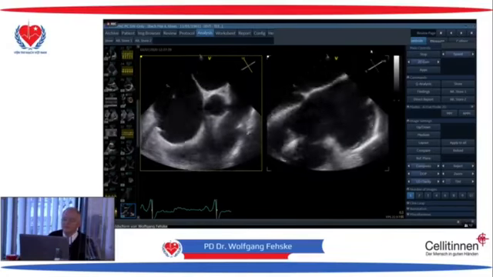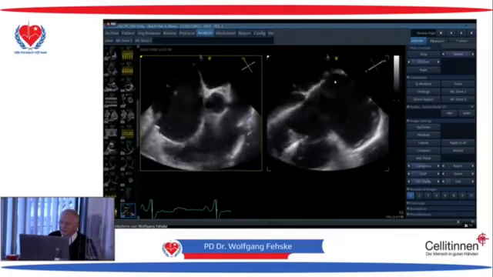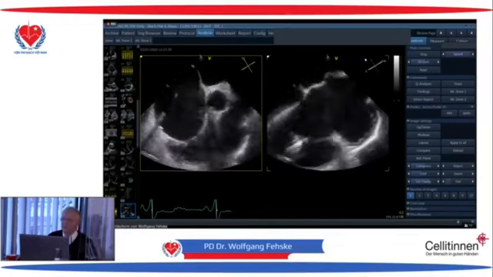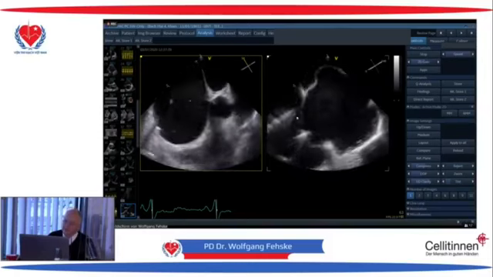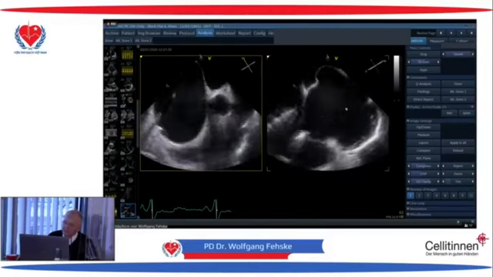And this is really interesting. It is the septum which bulges to the left side. That means there is a severe regurgitation to the right atrium.